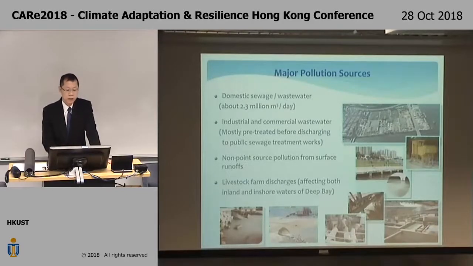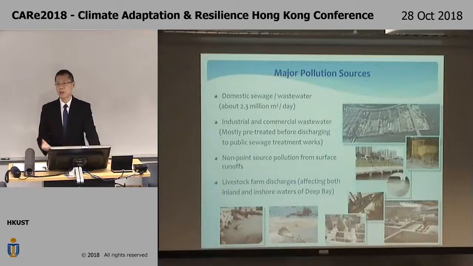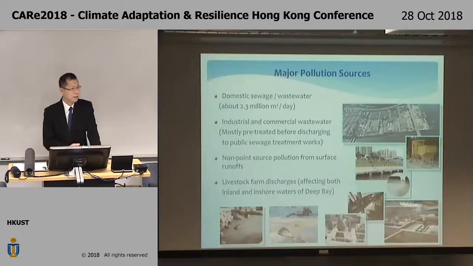Industrial and commercial wastewater. If you talk about commercial wastewater, we talk about restaurants, food shops, markets, and things like that. If we talk about industrial, we don't have that many industrial plants in Hong Kong, except for those mainly related to our daily life, electricity, power, gas, things like that. All need to be pre-treated before they can discharge into our public sewage system.